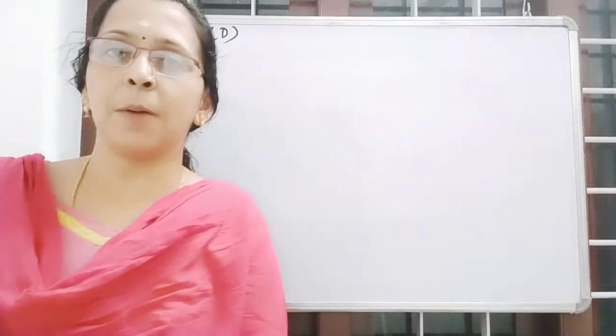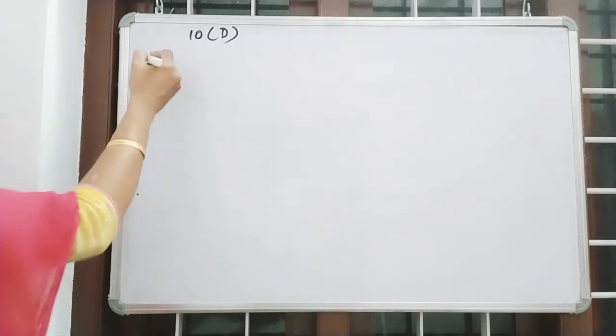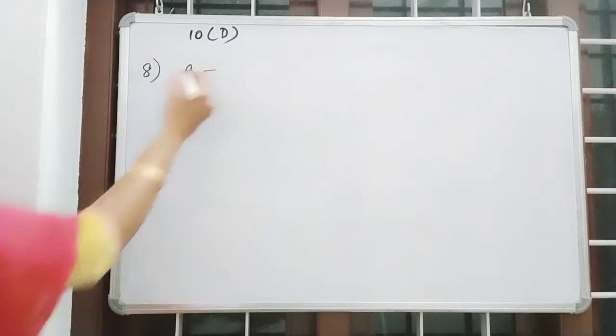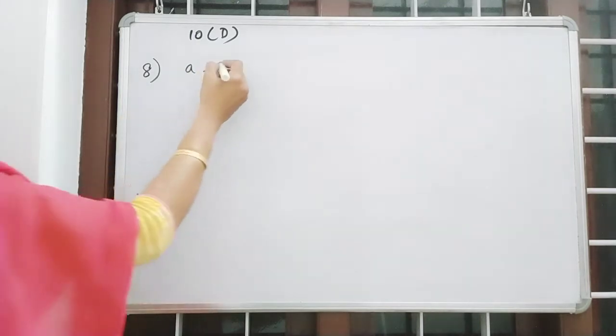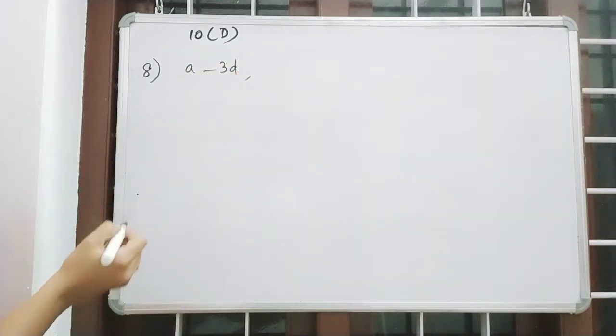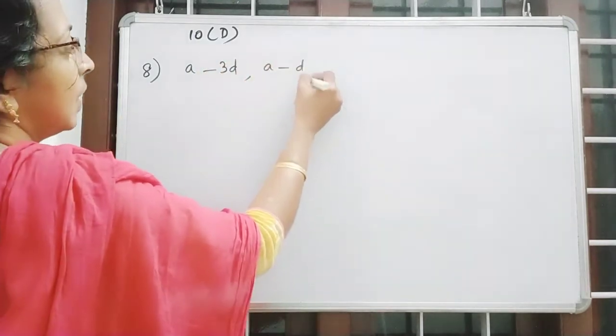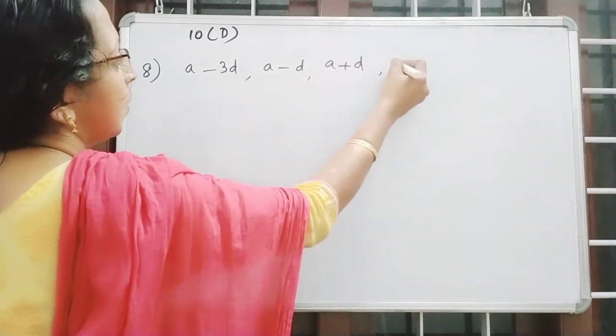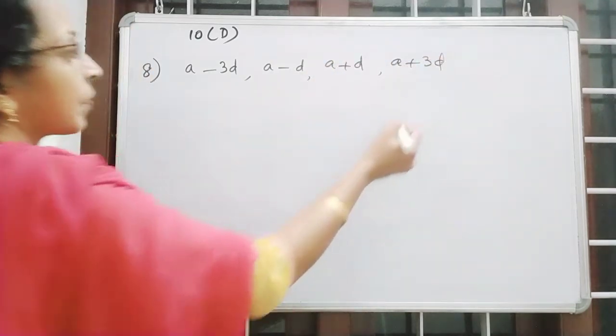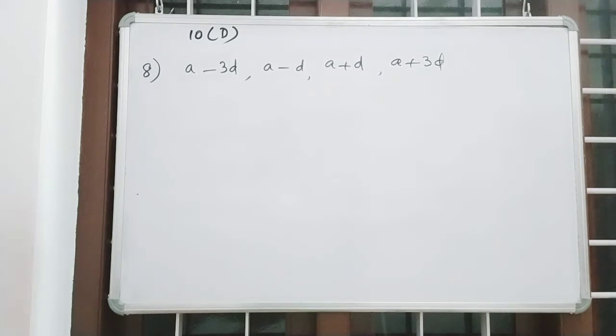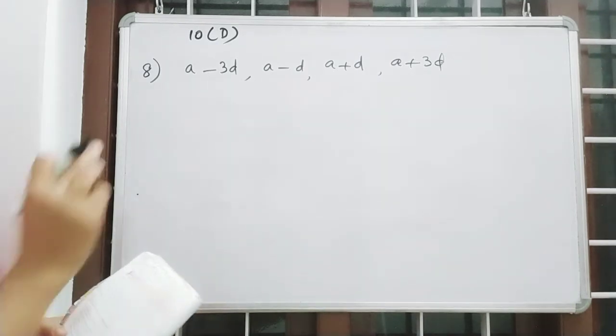Let the four numbers be, how can we represent the four numbers? Let the four numbers be A minus 3D, then A minus D, then A plus D and A plus 3D. Given the sum of these four numbers is 20.